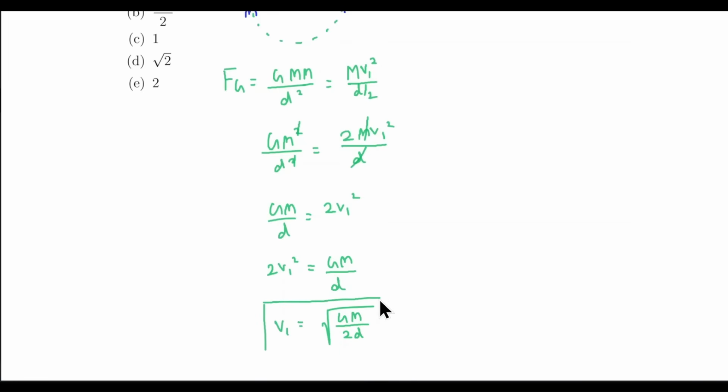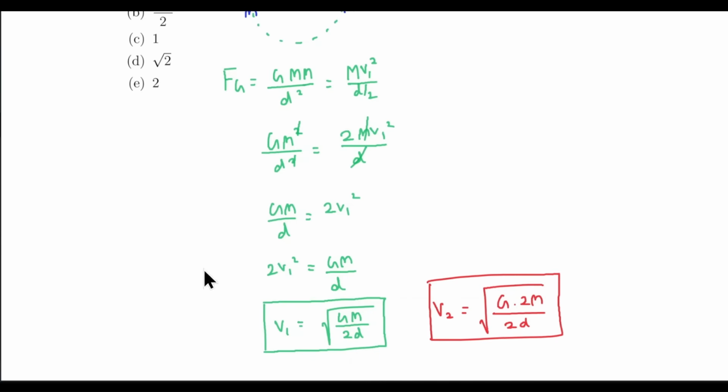Now, the only change that they are doing in the second scenario is doubling the mass. So if you're thinking that you can just replace mass with 2m, that's absolutely correct, because doubling the mass will only change this while the distance remains the same. So v2 will become the square root of G times 2m over 2d. And isn't that very clear? What is the ratio of v1 to v2 from here? Isn't that just 1 is to root 2?